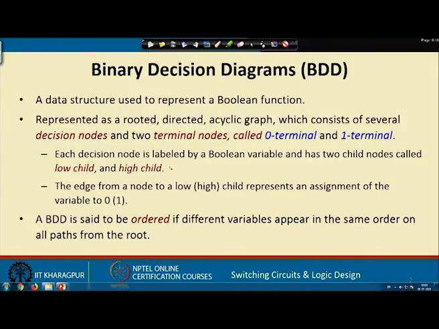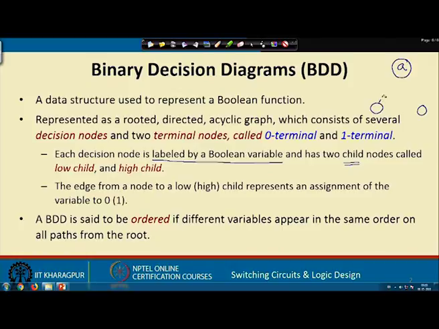A decision node is labeled by a Boolean variable. Let us say I have a variable a. So, the decision node will be labeled by a, and there will be two child nodes. The nodes that connect to it below are called children, and this is called the parent. So, there can be two child nodes, let us say one here and one here.